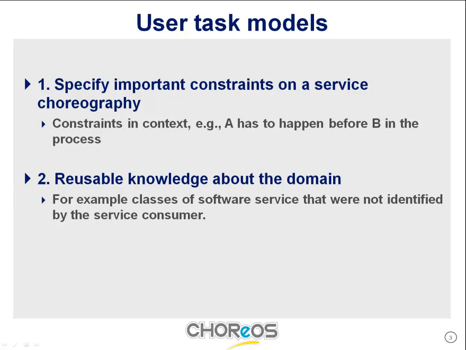For example, a model might specify the role for a class of software service that a service consumer does not know about or has overlooked. Therefore, by matching requirements to a user task model, our CHOReOS approach can automatically impose important constraints on a first-cut choreography and retrieve candidate services that can fulfill yet-to-be-specified roles in this choreography.